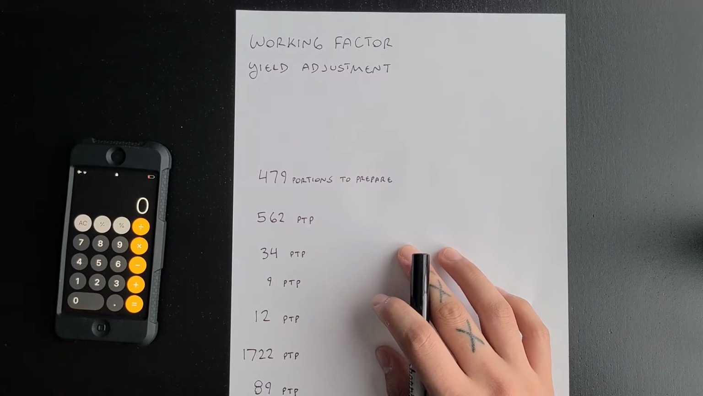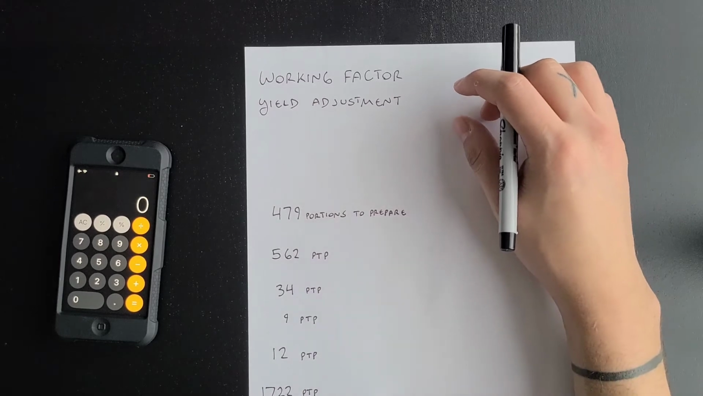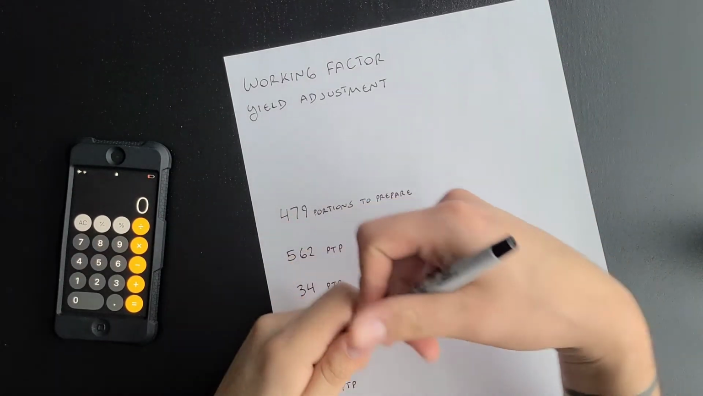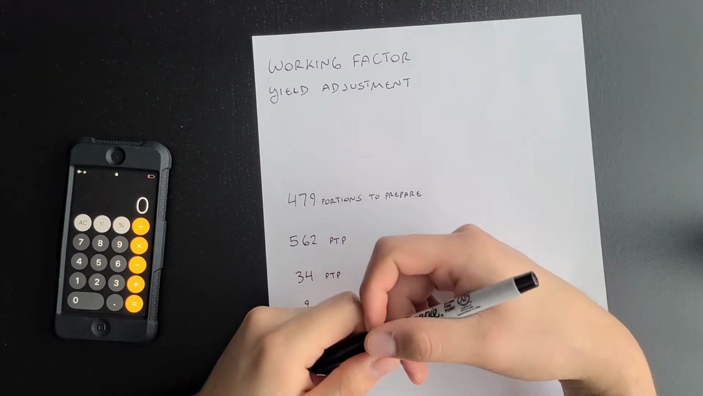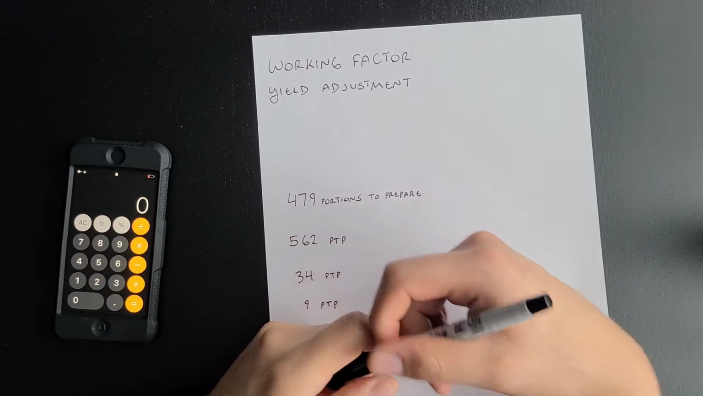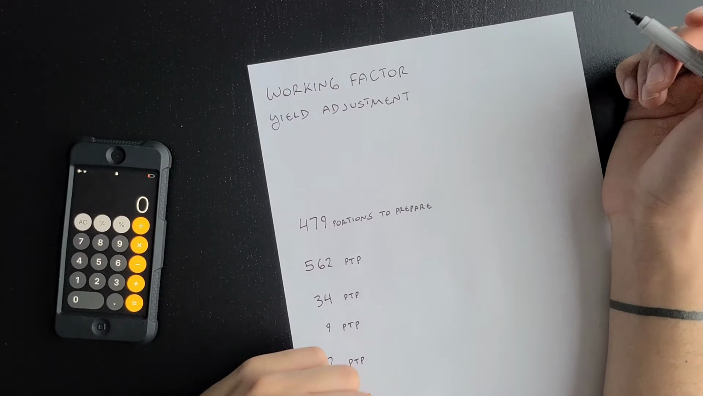Hey everyone, so today we're going to be going over how to obtain your working factor using your yield adjustment formula. So your working factor is the number used to increase or decrease the quantity of each ingredient listed on the AFRS card.